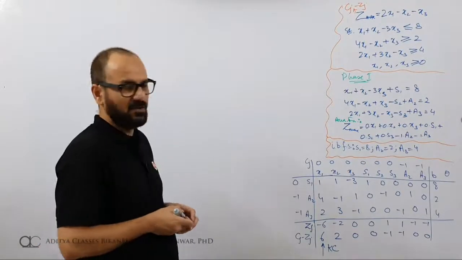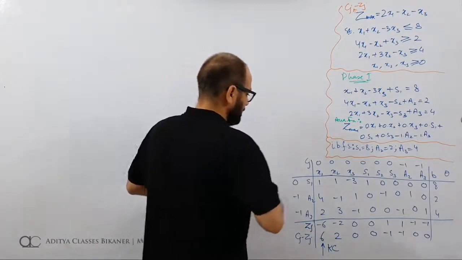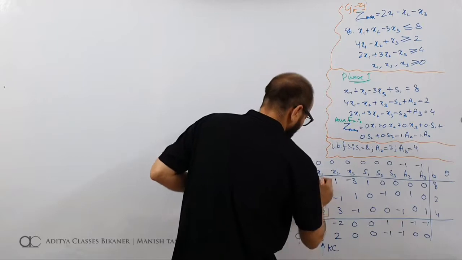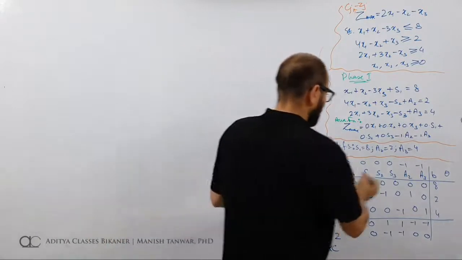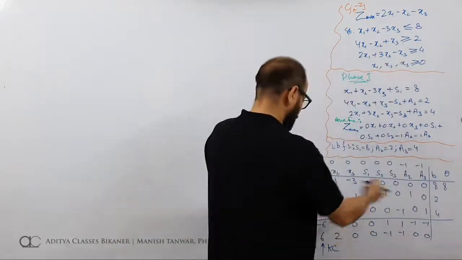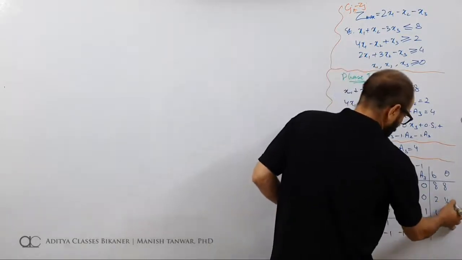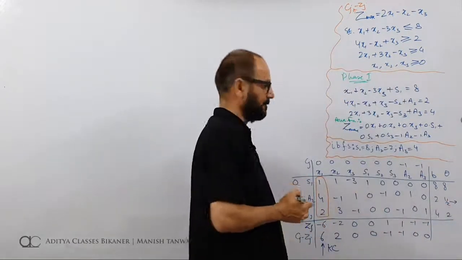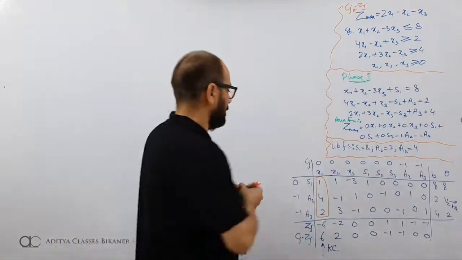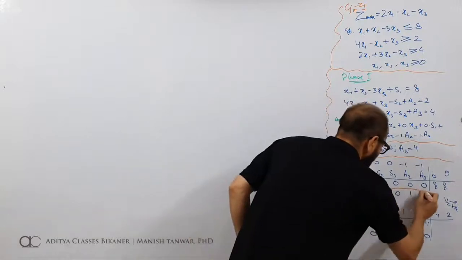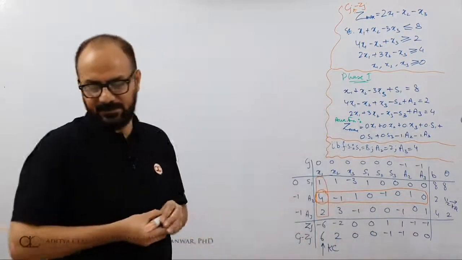And how do I decide upon my key row? From theta, which is B divided by key column. Let us mark this key column over here. B divided by key column: 8 divided by 1, 8; 2 divided by 4, half; 4 divided by 2, 2. Half is least positive, giving me key row. And now you can go ahead and mark your key row also. So, here is my key row and here is my key element.